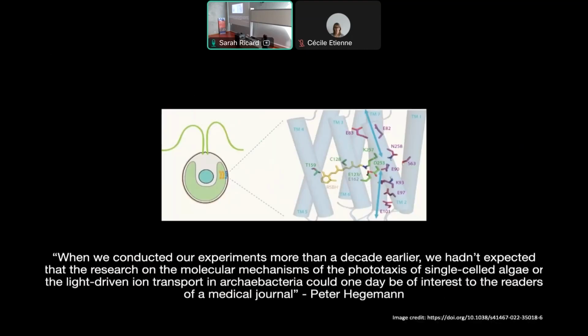This is a quote from one of the pioneers of this field. They were studying the molecular mechanisms of phototaxis of single-celled algae. And now these tools have revolutionized neuroscience, which I find a nice ode to the point of doing basic science in a research lab. Some people always say that we should be doing applied research. We should always make sure that we're working on problems that are relevant today. But actually, if we work on fundamental scientific questions, in the end, the rewards can be huger than we ever imagined. So I think that's a particularly important message for master students.